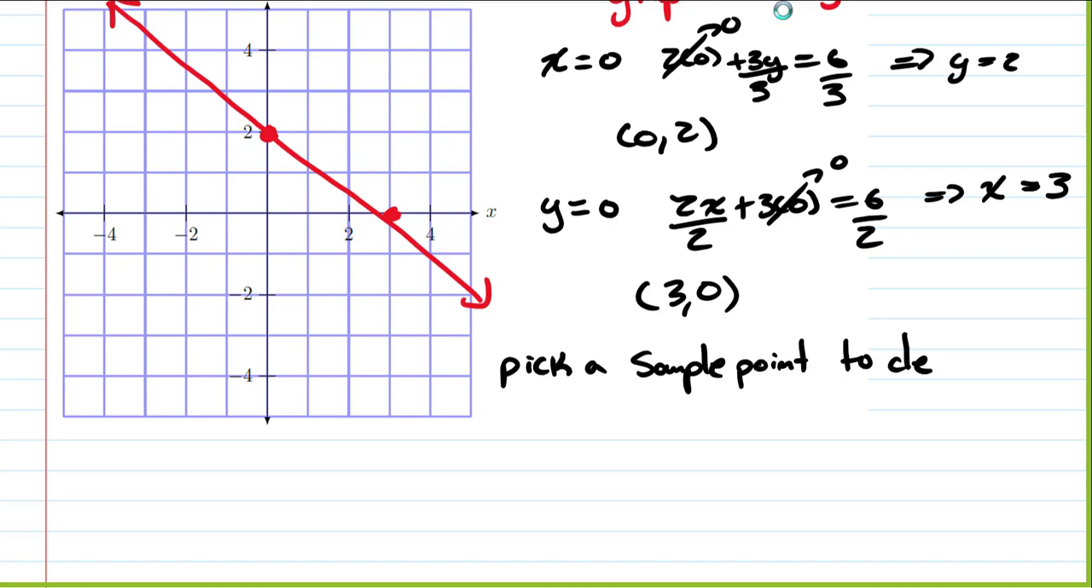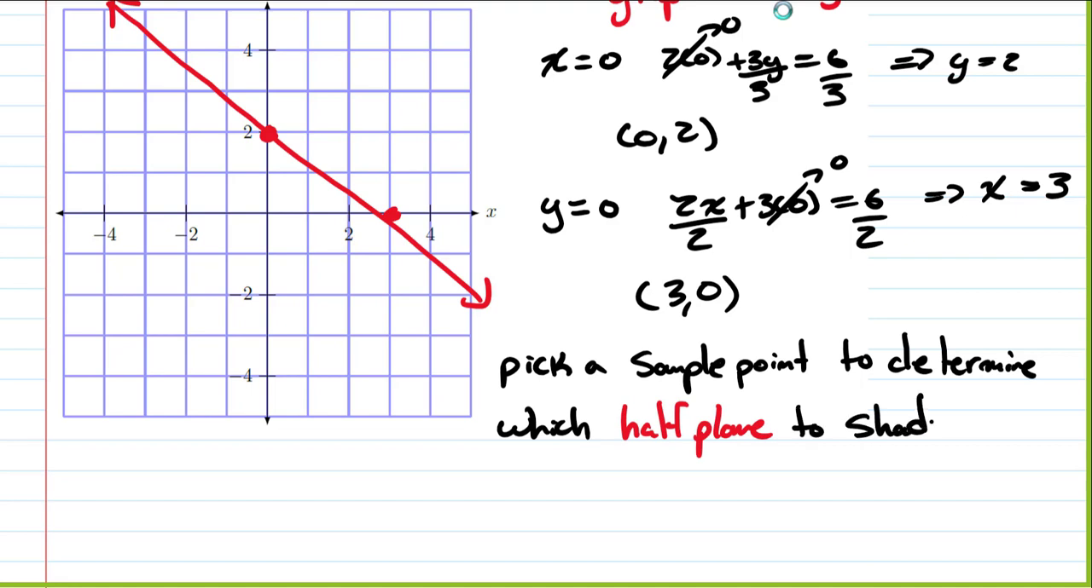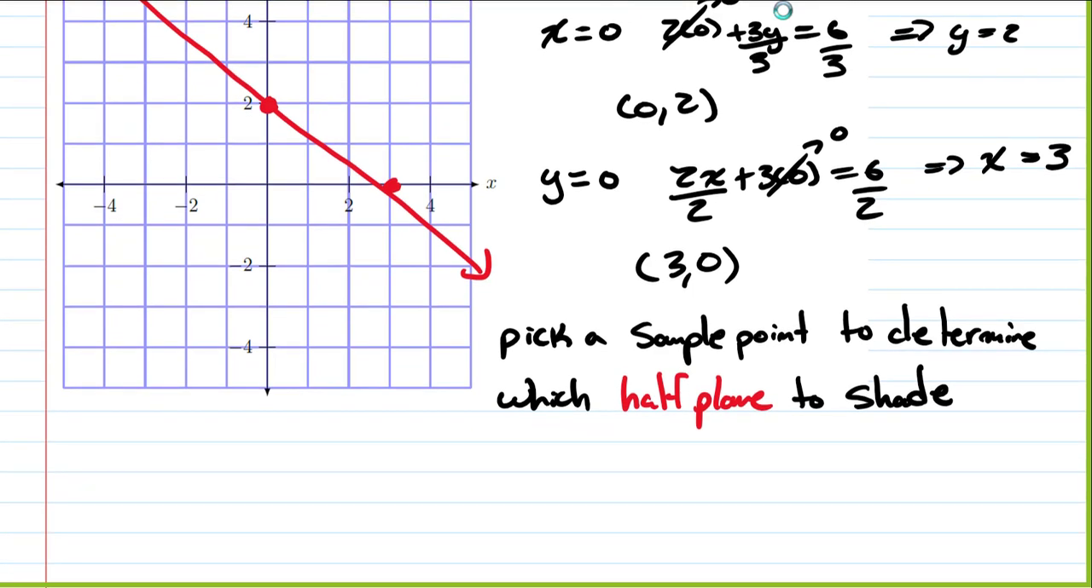To determine which half plane to shade. So the easiest one to pick, if it's available, is 0, 0, because anything times 0 is 0. So let's pick the point 0, 0.